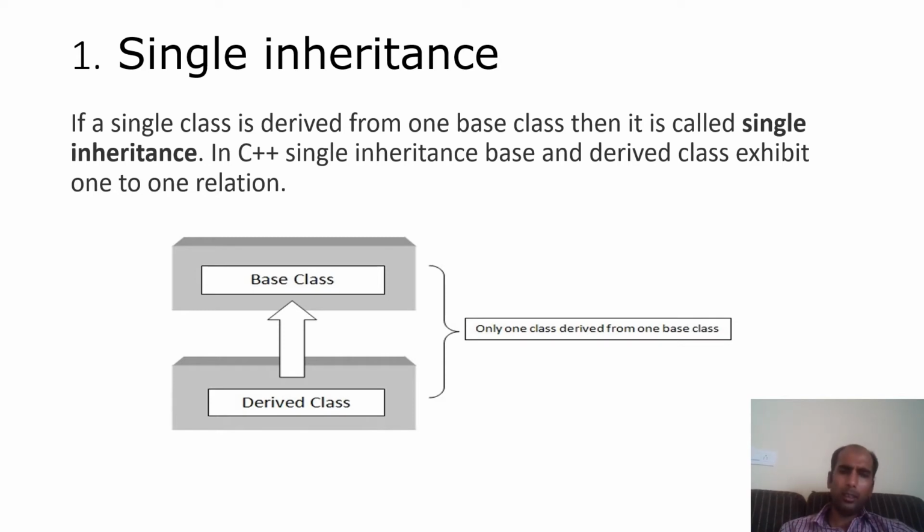One-to-one inheritance, like parent and child, father and son. So father is a single class, son is a single class, and son is acquiring the property of the father; that is single inheritance. So if a single class is derived from one base class, this is called single inheritance. In C++, the base and derived class exhibit a one-to-one relationship.